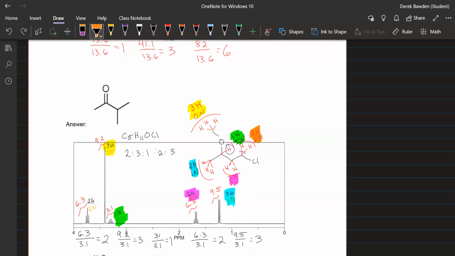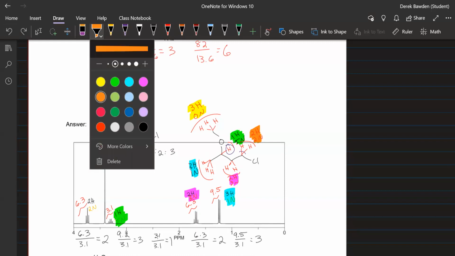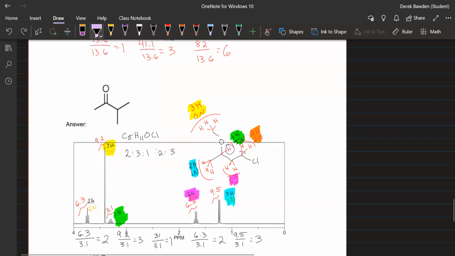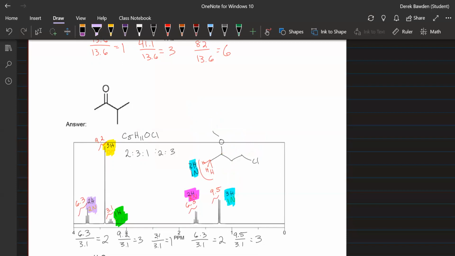It's not a good color for that. Let's go with this one. Yeah, that's better. Perfect. So all of our HNMR is fulfilled. All of our chemical formula checks out, and so we can erase all of this craziness. Apologize for all the crazy colors, but I just wanted you to be able to visualize where everything was. So it does check out that this is our molecule.